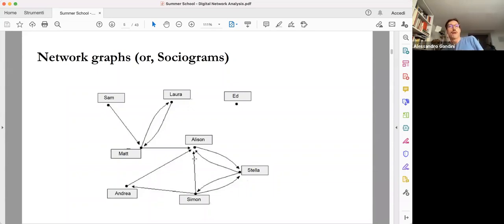And Matt, people point to Matt. Matt is actually quite important here because he is what we're going to call a bridge. So Matt is a node that connects to a portion of the network that otherwise would be disconnected from the rest. Without Matt, we would not have any connection to Sam and Laura. Sam and Laura would be like poor Ed. Poor Ed is the guy on the right-hand side who nobody likes. And so you see that depending on the research question you have, some of these nodes might be more important than others, and eventually some of these connections may be too.